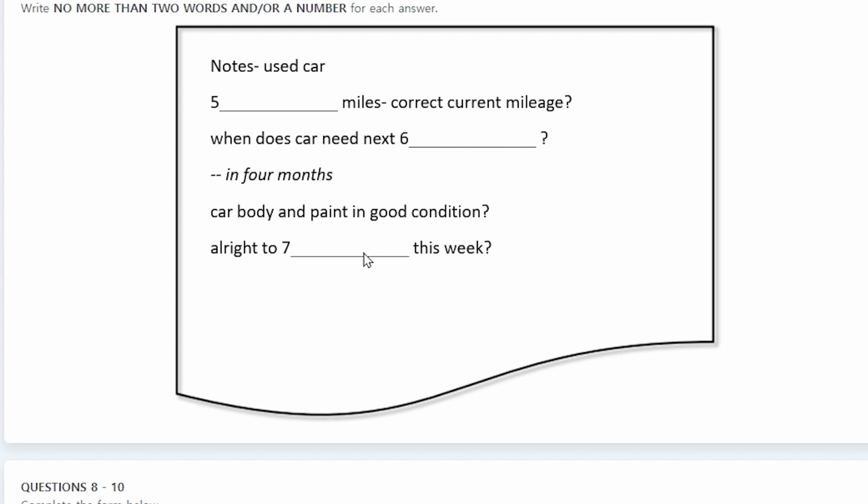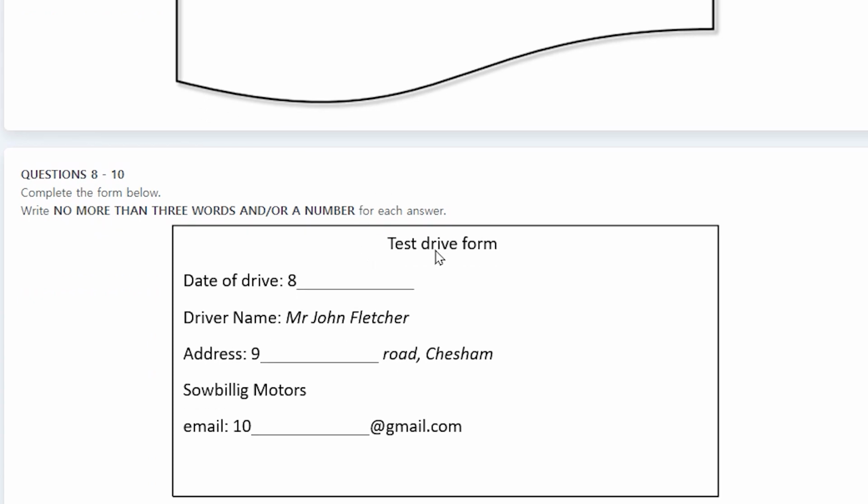I'm sure most of you are familiar with cars and the process of buying or renting a car. Part of the skill in IELTS is being able to read through and predict. As I'm looking through here, I'm thinking, okay, we've got a number, something to do with car maintenance, and it's going to be some kind of verb in here. Then we look down at number 10. The test drive form, so this is more simple.